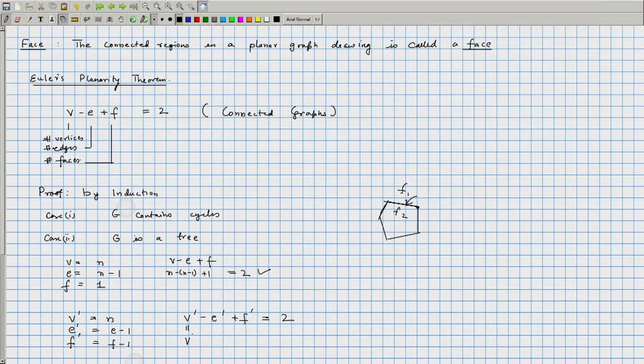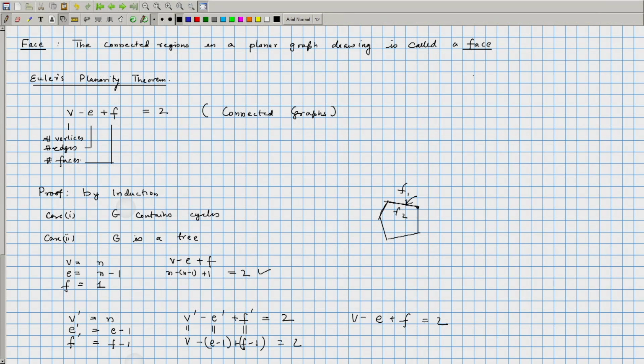So, this is equal to V, and this is equal to E minus 1, and this is equal to F minus 1. Okay. So, that can be rewritten as V minus E plus F is equal to 2. Okay. So, that is a straightforward proof of Euler's planarity theorem.